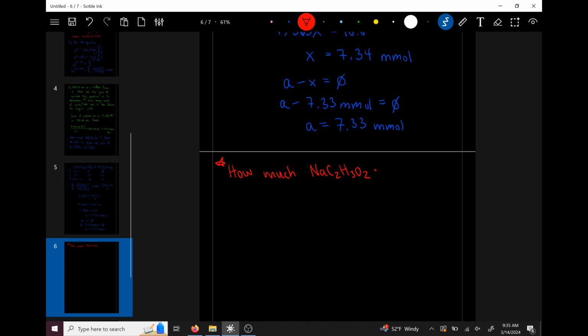So how much sodium acetate trihydrate do I need to make 100 milliliters of a 0.100 mole per liter, or molarity, concentration?